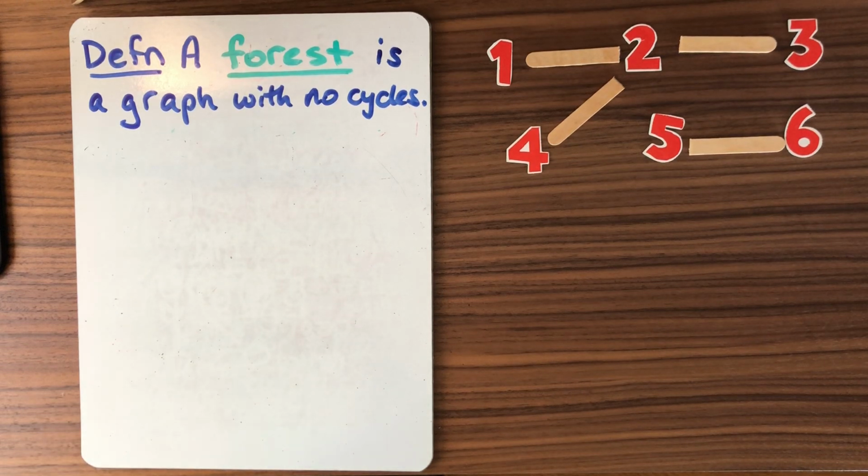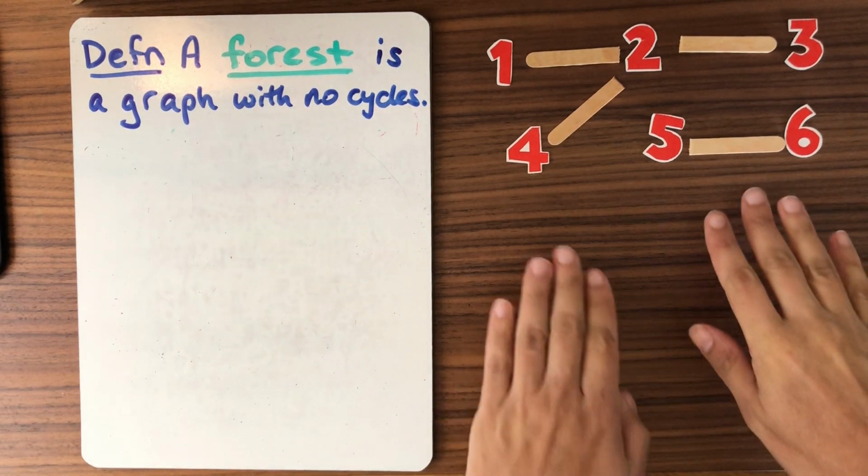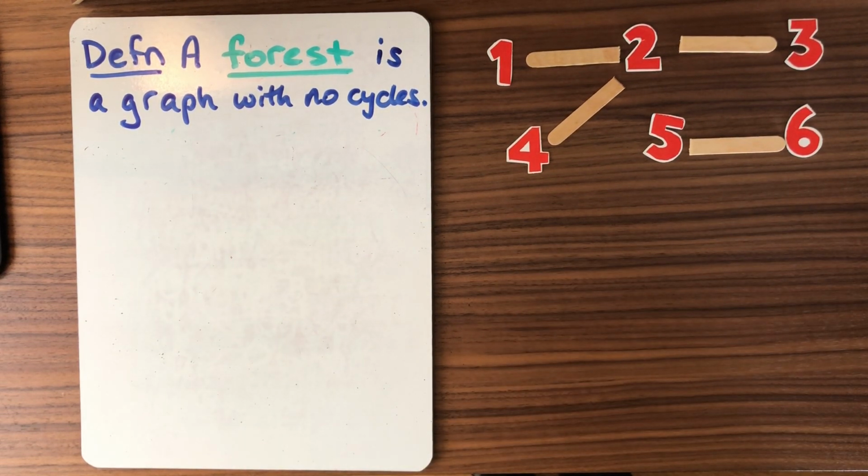A little interlude here to discuss forests. Similar to a tree, a forest is a graph with no cycles. The missing component here that would make this a tree is the connectedness that I'm not assuming. Over here we have an example of a forest on 6 vertices.